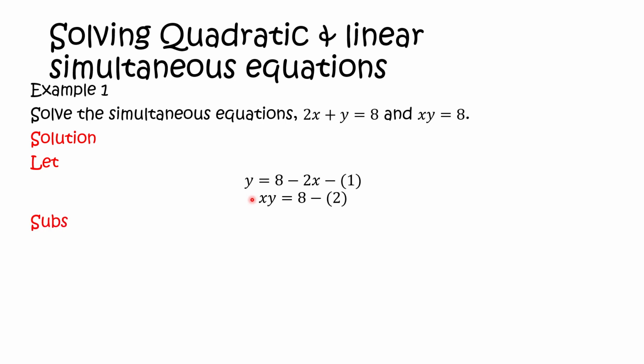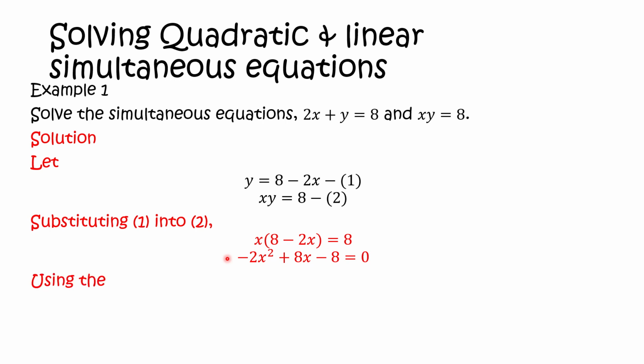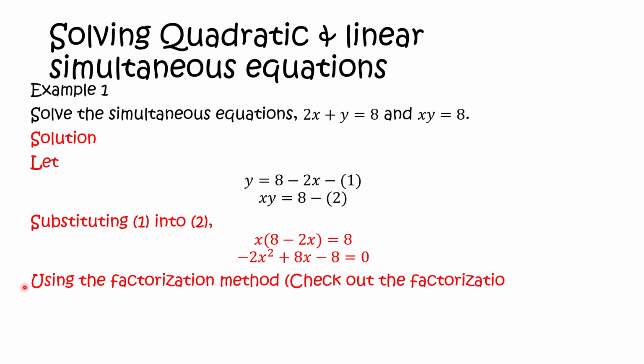We can now move on to substituting 1 into equation 2, so that where we had y, we simply put 8 minus 2x from equation 1 into equation 2. So we expand the brackets or parentheses so that we have minus 2x squared plus 8x minus 8 equals 0, which is a quadratic equation. Now we move on to apply the factorization method. You can check it out in our previous videos.